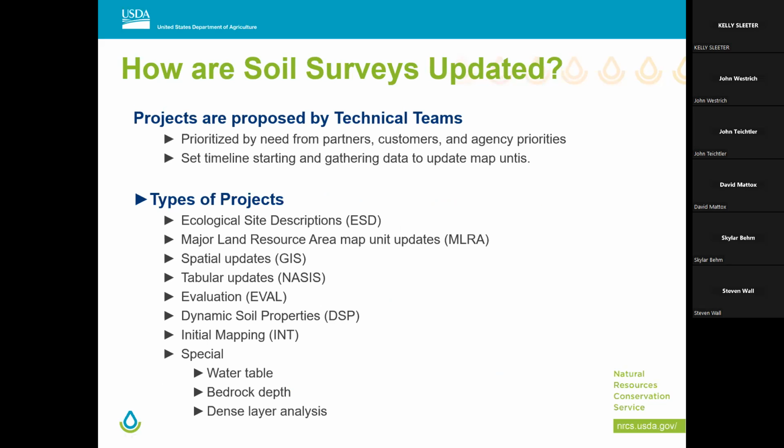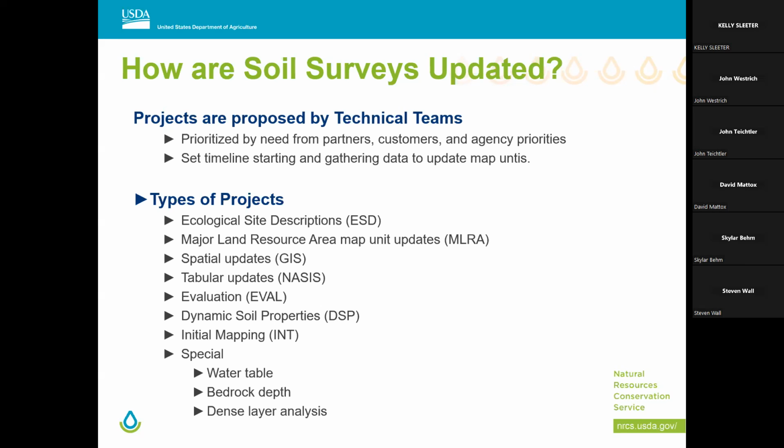And I touched a little bit on how they're updated. Well, we prioritize from partners, customers, and agencies. There's been specific focuses on certain things when project types kind of jump to the head of the line because of needs, specific programming, a particular issue in a county that needs a water table project to help rectify some issues in land spreading or something like that.